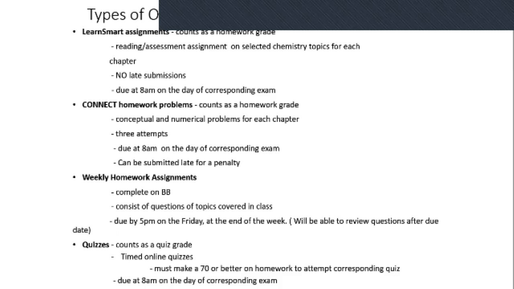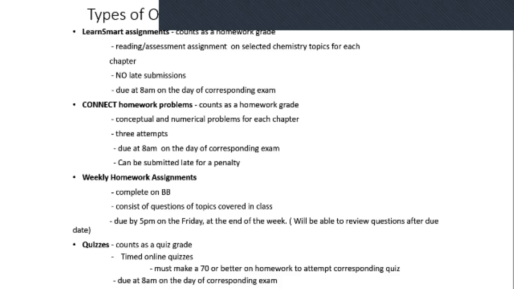In addition to that, each week I'm going to post about 5 questions on Blackboard, what I call the weekly homework assignment, to keep you on track in your progress. They'll be open the whole week, and they cover the topics that we'll be talking about that week. For this week, I haven't posted them yet because I wanted to at least go through the first lecture. But after today, it'll be posted, and they're usually due by 5 p.m. on Friday at the end of the week. After that, you'll be able to review those questions for practice.